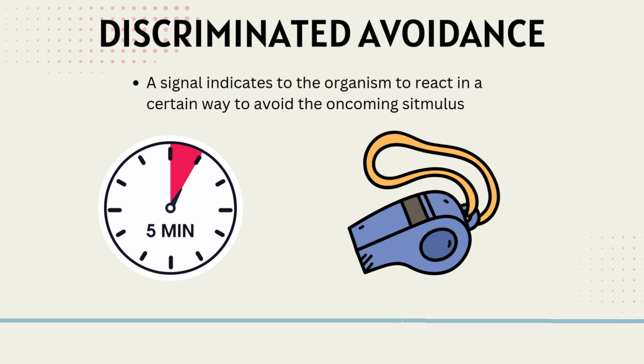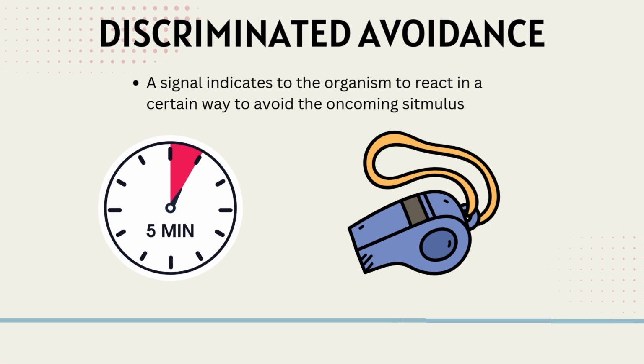Avoidance has two different contingencies that come with it: discriminated avoidance and free operant avoidance. Discriminated avoidance is a signal that indicates to the organism to react in a certain way to avoid the oncoming stimulus. Some examples of this could be when you have a timer going and students know at the end of the timer something is going to happen that they need to remove themselves from.